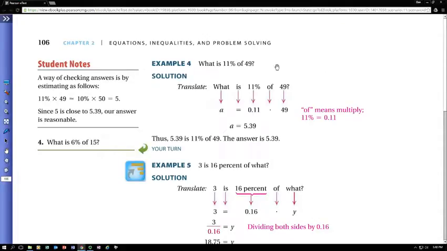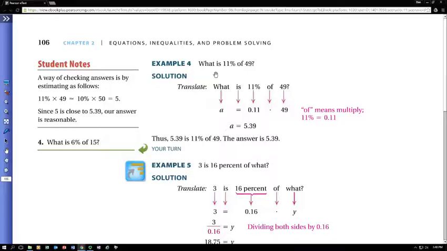So what is 11% of 49? Well, I write an equation from this. What is what I'm looking for? I usually say I define the variable first. And in this case, what is 11% of 49? Well, what am I looking for? Well, that's what I don't know. That's my variable. In this case, they say A. And then I would reread this with the variable in for the question, right? So I'd say A is 11% of 49.